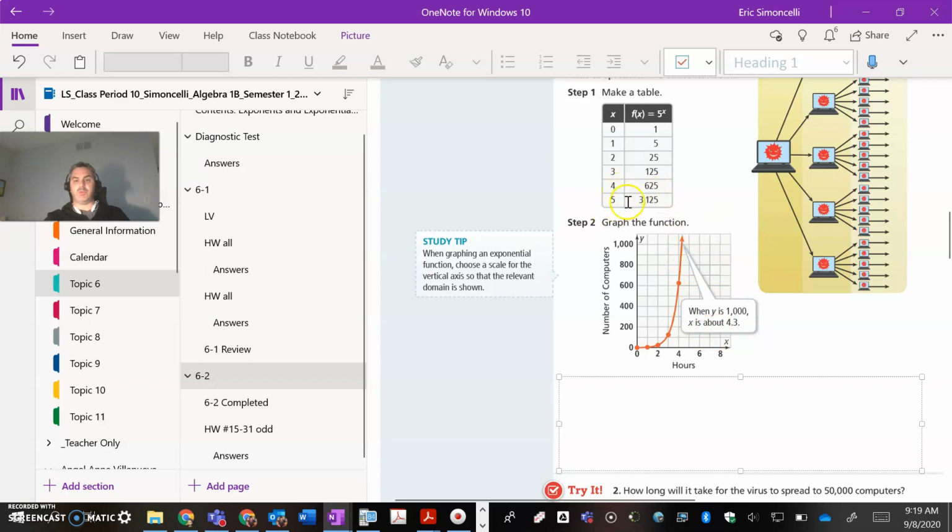So a little bit after the 4th hour hits, we're already at 1,000 viruses. So if I continue on here, the graph obviously is scaled out such that every 2 markings is 200 computers infected, and then every 1 is just 1 hour. So there's 1 hour, 2, and so on.